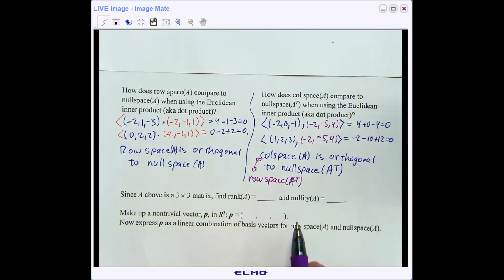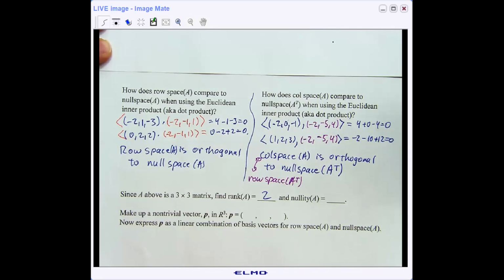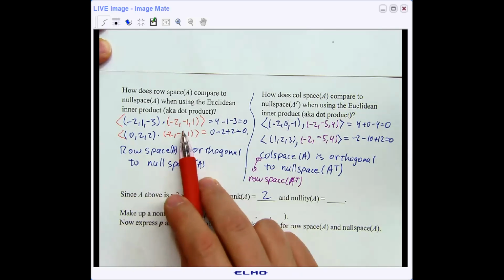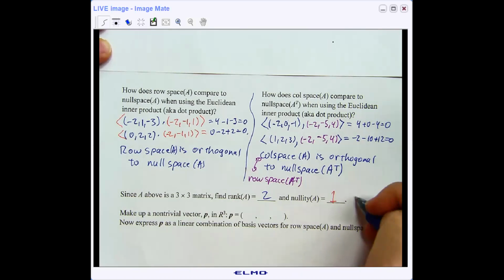Okay. So we had a 3 by 3 A matrix above. The rank is the dimension of the row space or column space, which in both cases we saw had 2 basis vectors. The nullity of the A matrix is the dimension of the null space, which would be 1. And just as a quick review, like we've seen, rank plus nullity equals the number of columns.